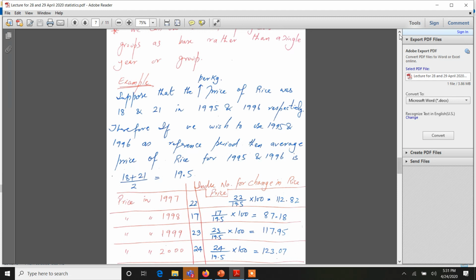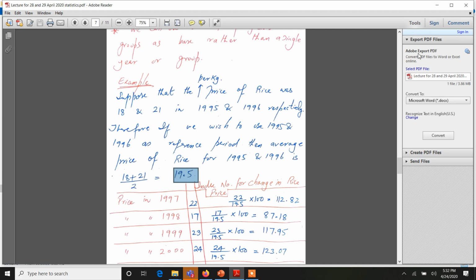So suppose that we have price data of rice in 1995 and 96, and we wish to use both 95 and 96 as the reference period, right? What we will do is take the average of the 1995 and 1996 data, which is 18 and 21, and that average is 19.5. And now I will be using 19.5 as the base.